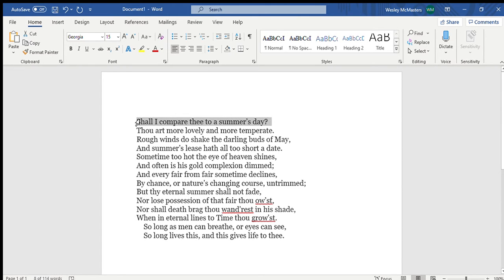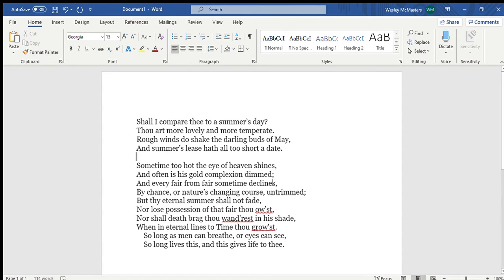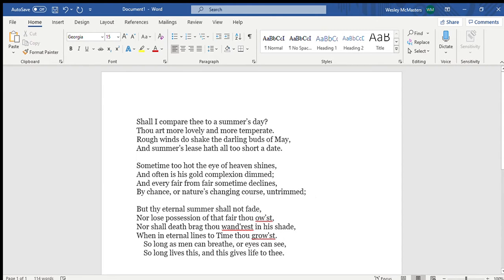1, 2, 3, 4, 5, 6, 7, 8, 9, 10, 11, 12, and then 13 and 14 here. Great. That's divided into 3 quatrains and a couplet. A quatrain is just a fancy way to say that it's a stanza that has 4 lines. So we'll divide them 1, 2, 3, 4, 1, 2, 3, 4, 1, 2, 3, 4. Those are our 3 quatrains.